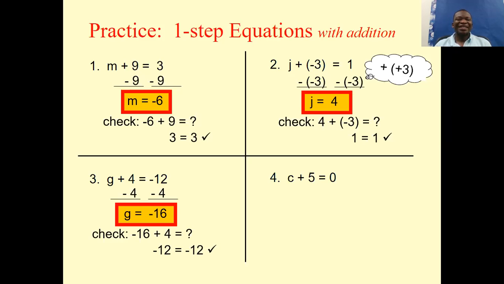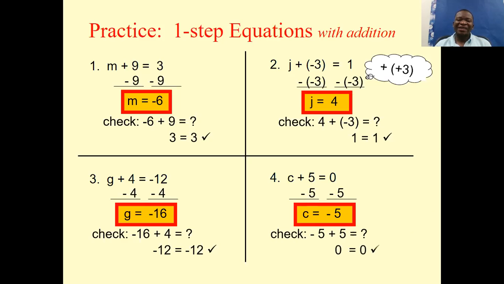Number 4, C plus 5 equals 0. You do the same thing. You subtract 5 from both the left-hand side and the right-hand side. So you have C, 5 minus 5 gives you 0, and then C equals -5. We check again by plugging in the value of -5 into the equation. C plus 5 equals 0, -5 plus 5 gives us 0. So the left-hand side is equal to the right-hand side, which shows that our equation is balanced.